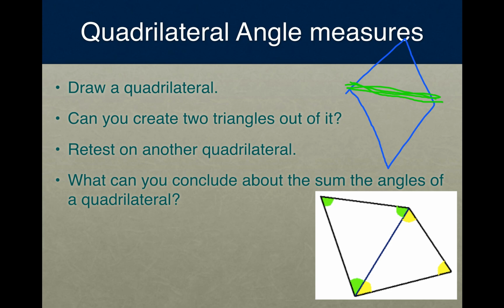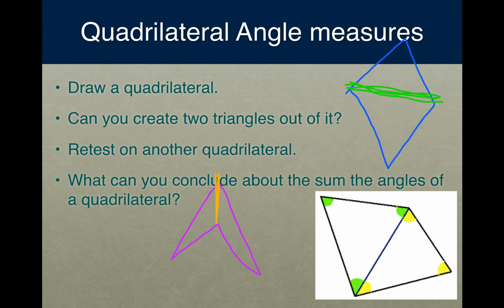Okay, so that quadrilateral worked. I want you to retest this. See if you can divide another quadrilateral into 2 triangles. So draw another quadrilateral. Can you divide this new quadrilateral into 2 triangles? Let's see, yep, I could. So this is telling us we have 3 examples up on the screen, and you should have 2 examples in your notebook, that any quadrilateral you take, you can divide it into 2 triangles.